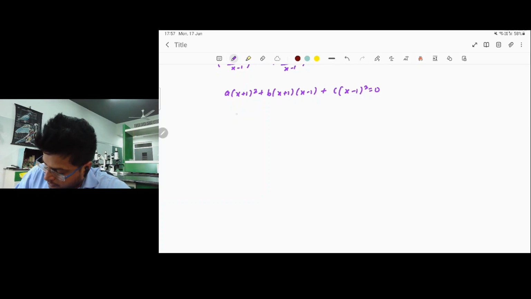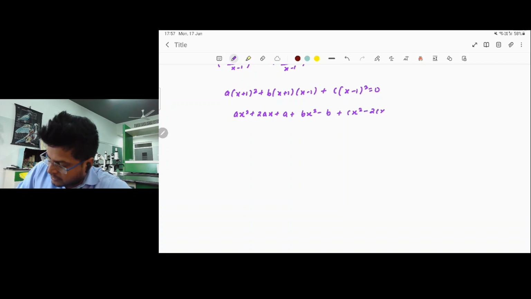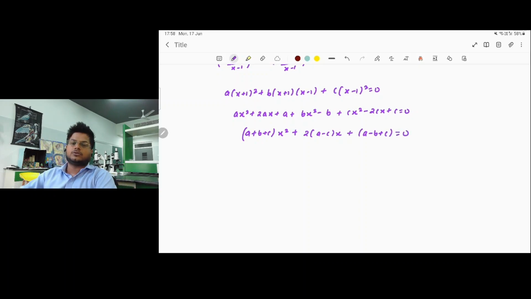In case you want me to do it, it will be like ax square plus 2ax plus a, bx square minus b, and this will be like cx square minus 2cx plus c equals 0. So we got a plus b plus c times x square, the x coefficient to be 2a from here and minus 2c from here. This we can write like 2 times a minus c x, and constant-wise we got a minus b plus c equals 0. So that is the required solution.